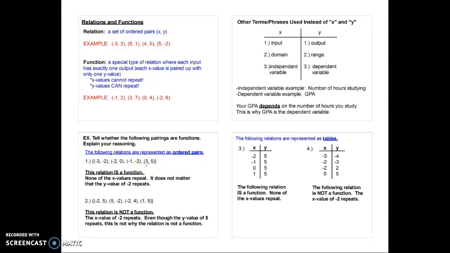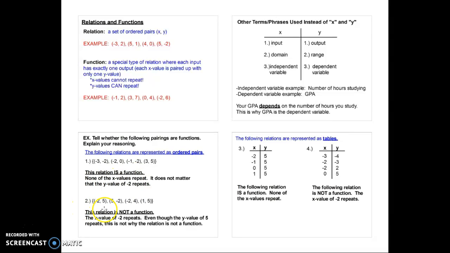So none of my x values are the same. None of them are repeated. Now, it does not matter that there's y values that repeat. Remember, the y values are allowed to repeat. It's the x values that cannot. So because of this, this is a function.